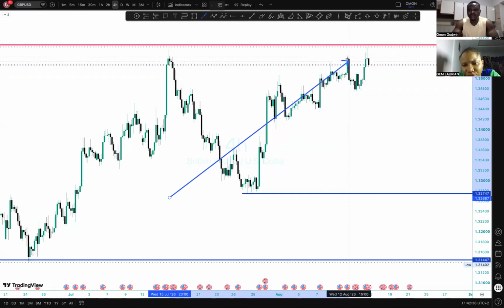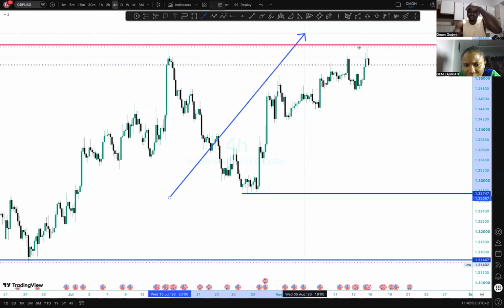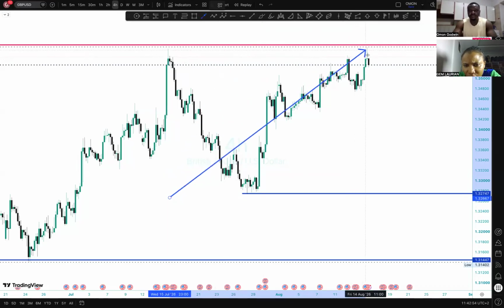Then what did the market do when it came to this point? It took out this resistance. It has already liquidated this resistance, it has grabbed liquidity with this resistance. So what does that mean? Meaning the market has a probability of selling.